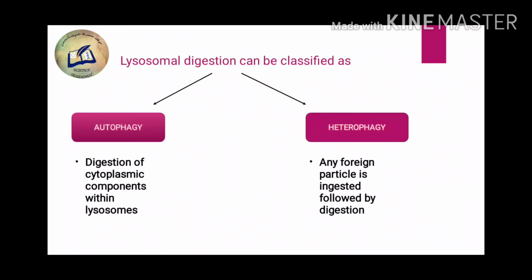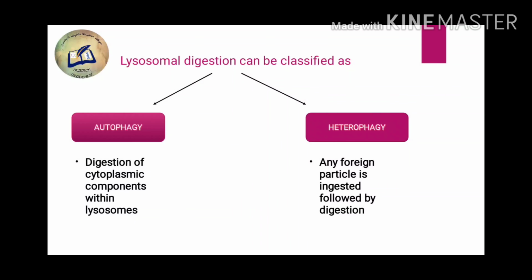Okay students, now let us divide lysosome according to its digestive power. Lysosomal digestions can be classified into two types: one is autophagy and one is heterophagy. So what does autophagy mean? From the name only we can understand that this is related to something self, auto, and hetero is something different, taken from outside.